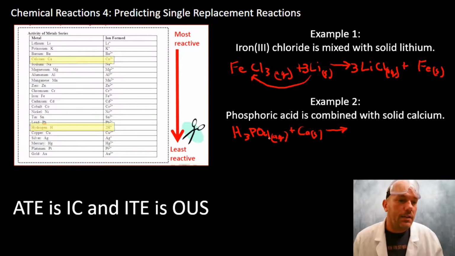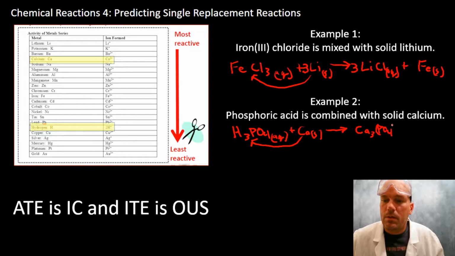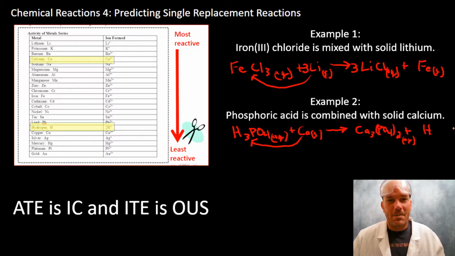So we're going to find these on our reactivity series. Calcium is much higher than hydrogen. So what we're going to see in this case is calcium is going to come in and kick out the hydrogen. All right. So we're going to form calcium phosphate, aqueous, and hydrogen. Hydrogen gas, please don't forget that. It's one of our magic 7. It's diatomic.